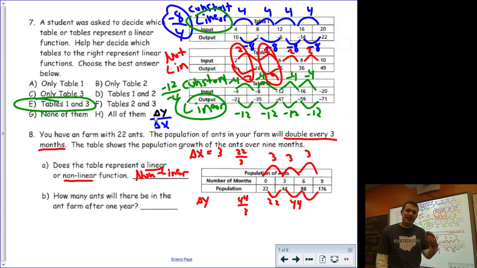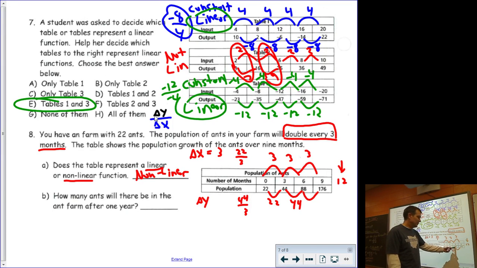Well, in this case, I might want to continue the pattern in the table. Can I continue the pattern to figure out how many mice there'll be in 1 year or 12 months? And the pattern is that they double every 3 months. See, 22 to 44, they doubled. And 44 to 88, they doubled. And they doubled, so if I double 176, I get 352. After 1 year, there will be 352 mice.